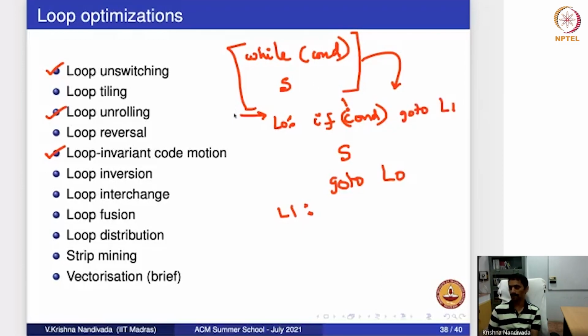Okay, so this is equivalent, right? So for every iteration, how many jumps am I doing, or how many conditional or unconditional branches am I encountering in every iteration? In every iteration, I have one conditional jump and one unconditional jump. Correct?